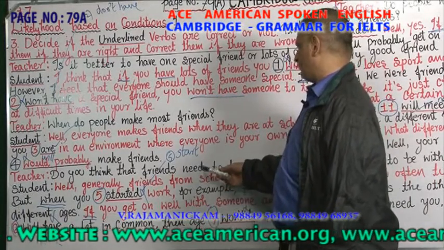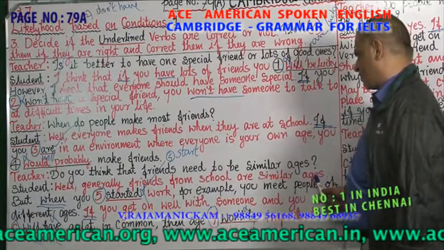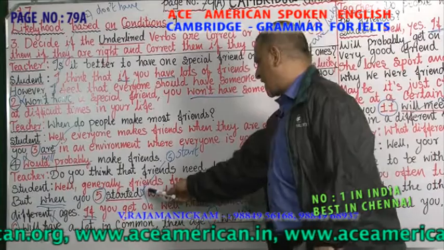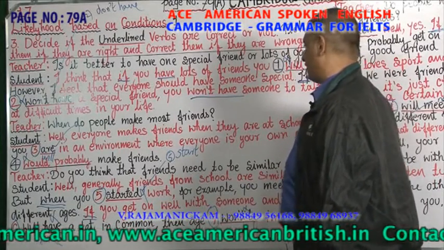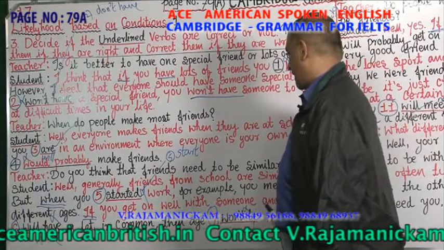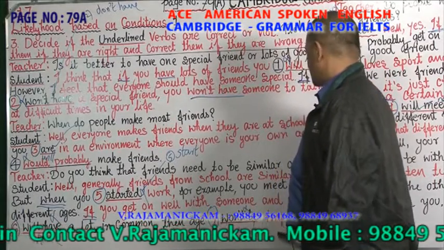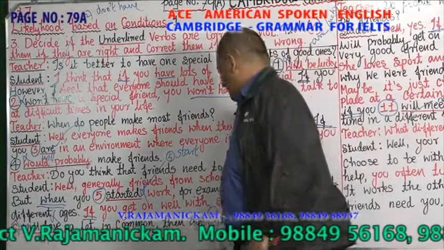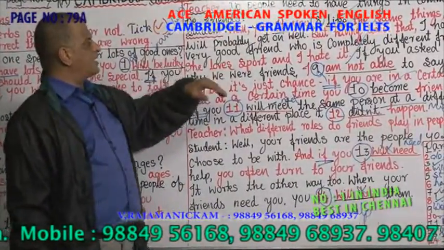Then, do you think that friends need to be similar ages? Well, generally friends from school are similar ages. But when you start work, for example, you meet people of different ages. If you get on well with someone and you have a lot in common, then age isn't important. So two present tenses.